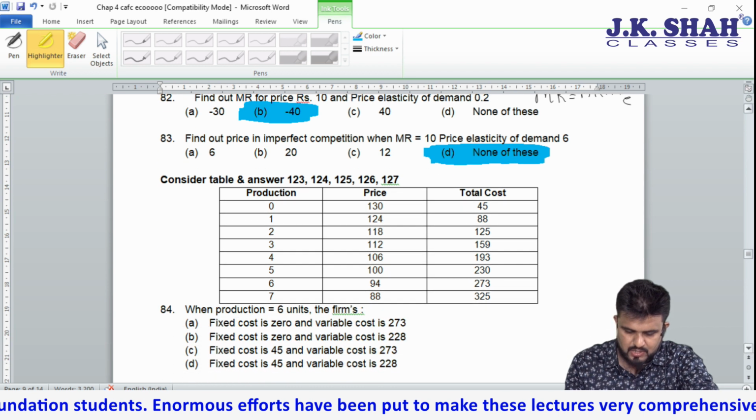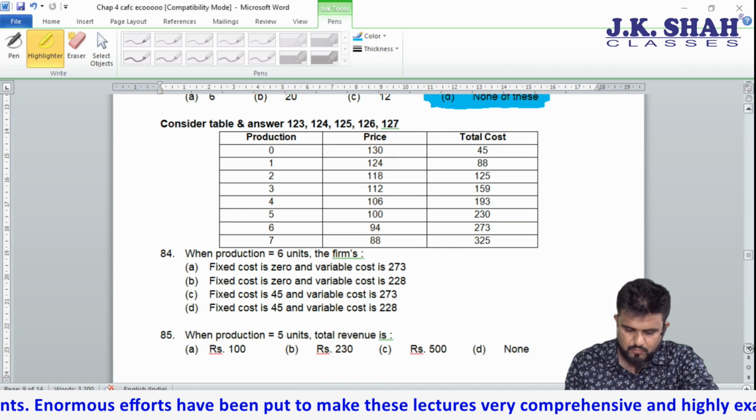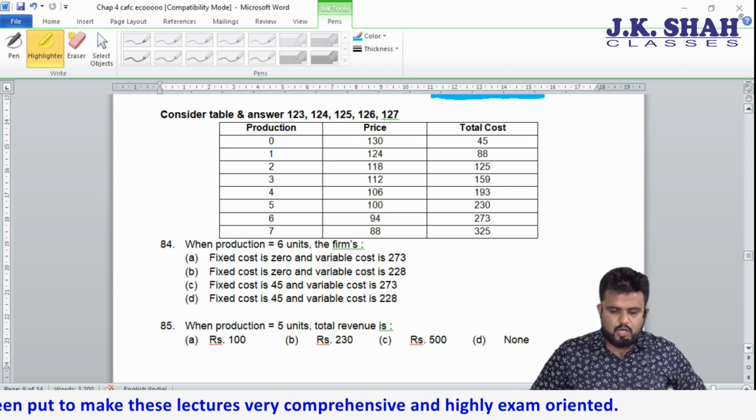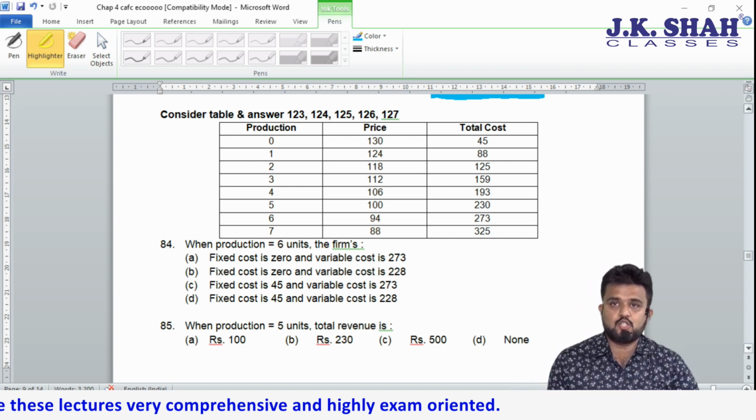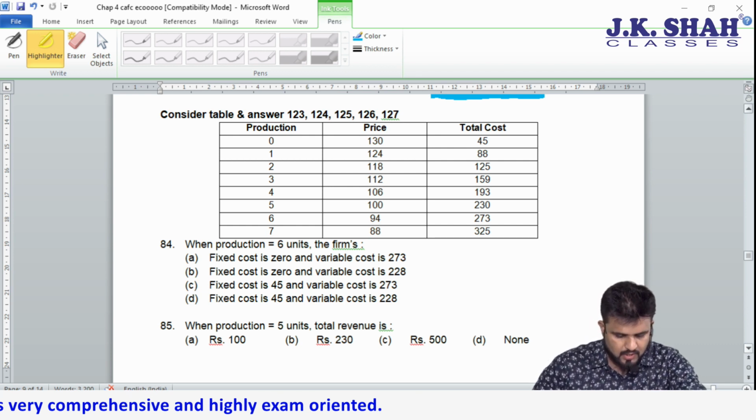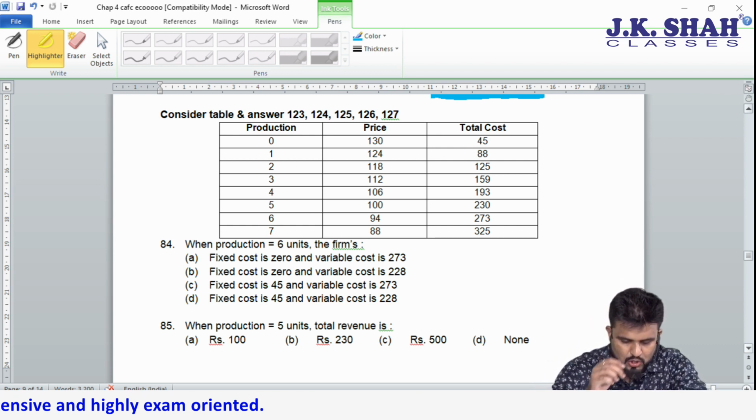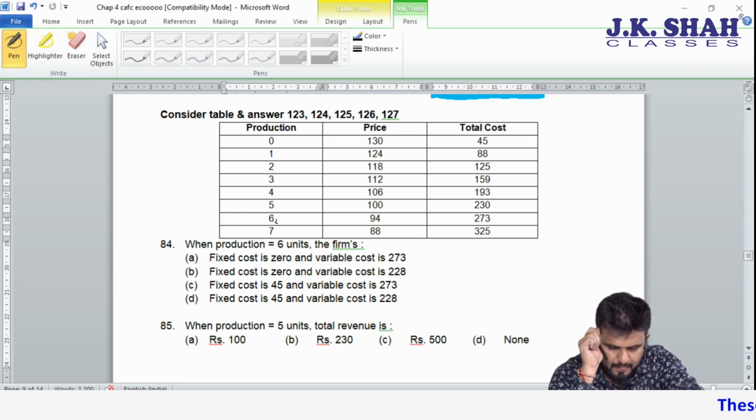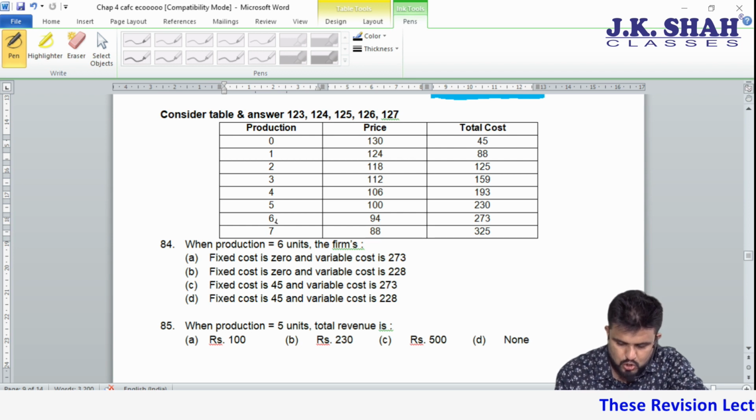Moving to the next table. Very easy. Look at the table. Production they have given, price they have given, total cost they have given. First, when production is equals to 6 units, firms at 6 unit, what is the situation? Total cost 273.